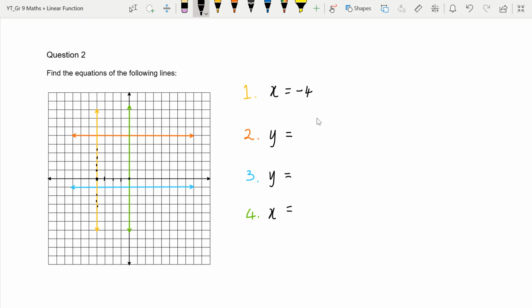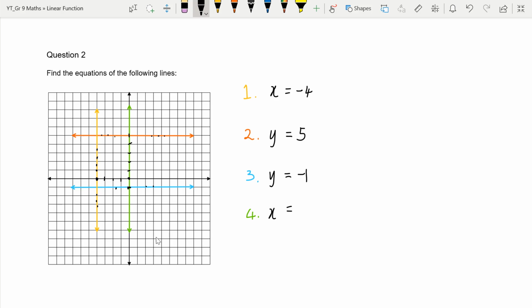Okay, let's look at 2. Now we're dealing with a horizontal line, so y is equal to something. y is equal to 1, 2, 3, 4, 5. It's y is equal to 5. No matter where you position yourself on that line, y has a constant value of 5. And then the blue line, there y is equal to -1, no matter where you go on that line.